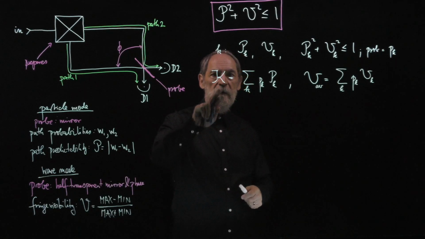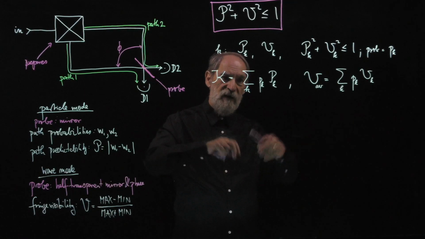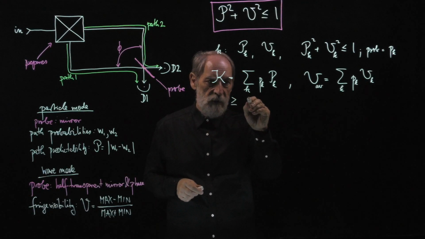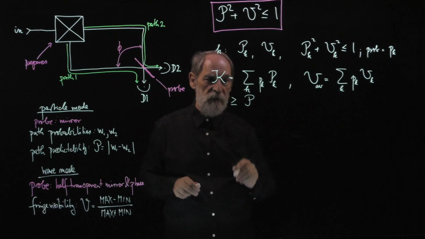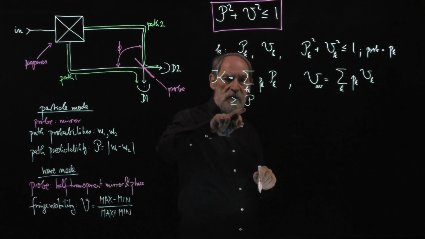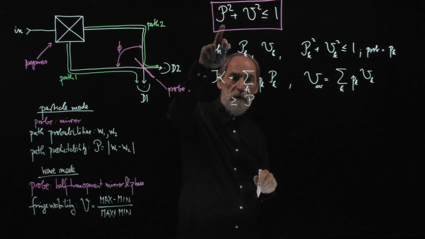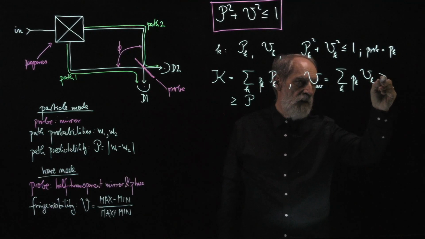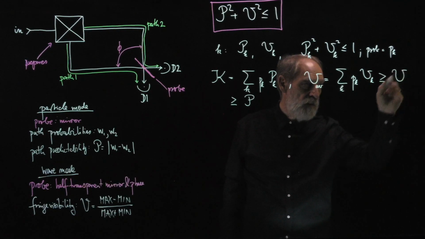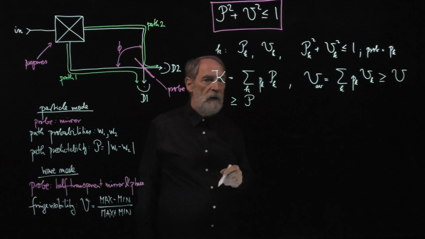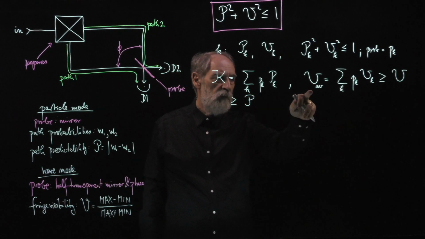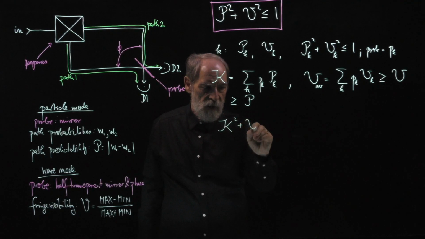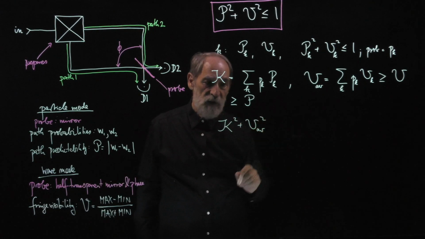Now, the knowledge that we gain by this sorting will not be less than the knowledge that we have without the sorting. So this K is necessarily larger than the predictability for the ensemble as a whole. And likewise, this visibility cannot be less than the visibility of the unsorted ensemble. But what about the knowledge squared plus the average visibility squared that we get from the sorting?